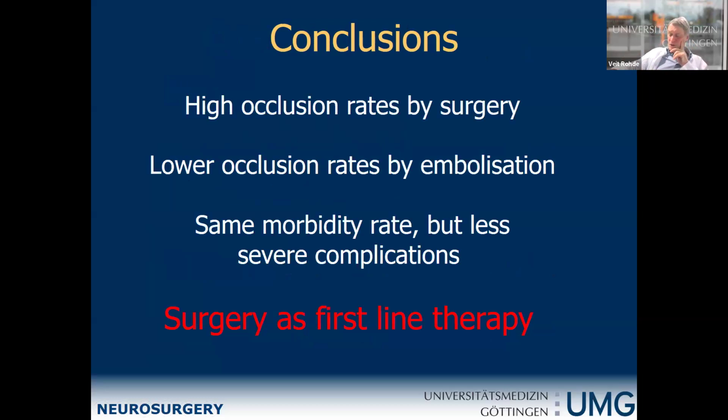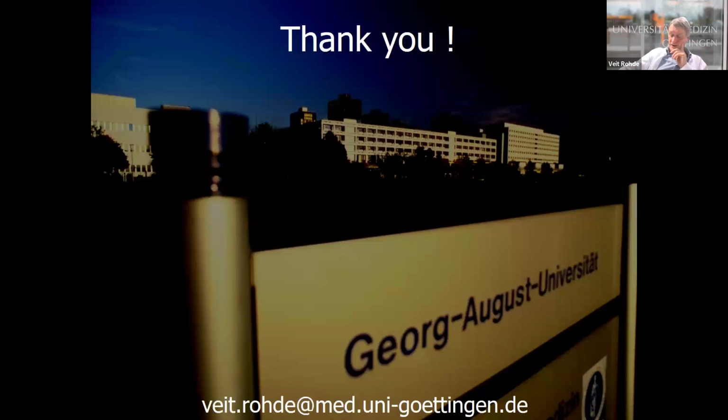So my conclusion for the spinal dura AV fistulas, if you have a patient with a spinal dura AV fistula, I think we should proceed to surgery because of the high occlusion rate and the morbidity rate, which is quite low in comparison with embolization. The occlusion rates are much higher and the complications are less severe, which means for me that surgery should be the first line treatment in patients with spinal dura AV fistulas. Thank you.